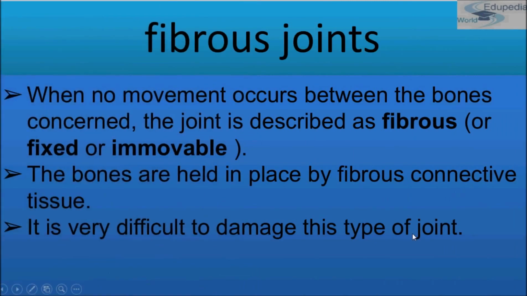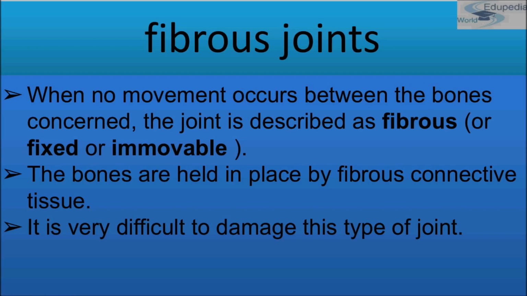Now comes fibrous joints. Fibrous joints are those in which no movement takes place. When no movement occurs between the bones concerned, the joint is described as fibrous or fixed or immovable. The bones are held in place by fibrous connective tissue, and it is very difficult to damage this type of joint.